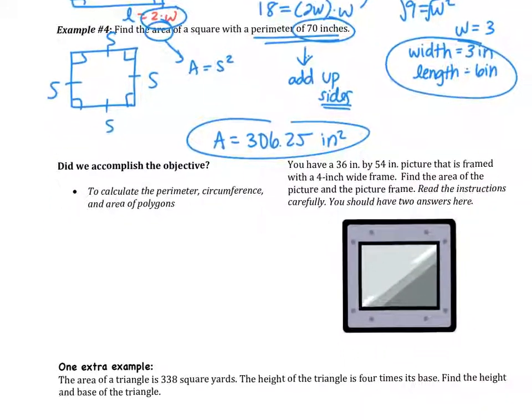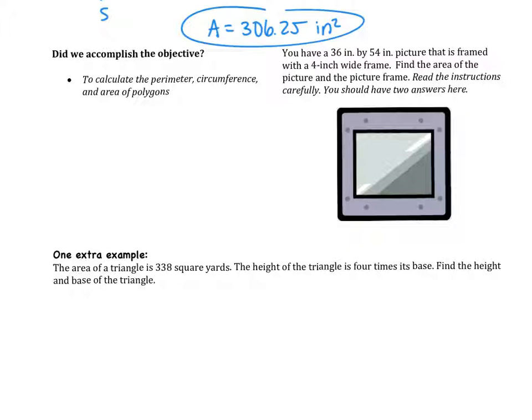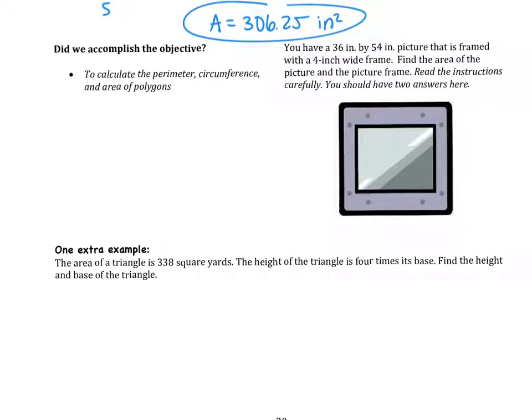Okay, so this video was a short introduction to perimeter, circumference, and area of polygons and circles. You are expected to do these last two problems. So you must do this objective problem and extra example number 1. If you do not do extra example number 1, you will not receive full credit. Good luck.